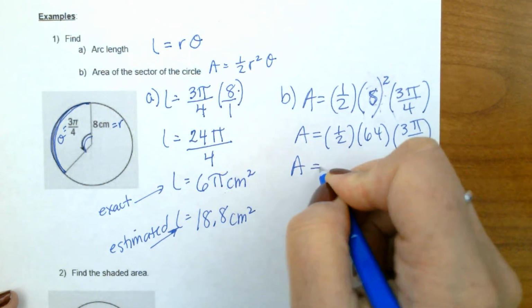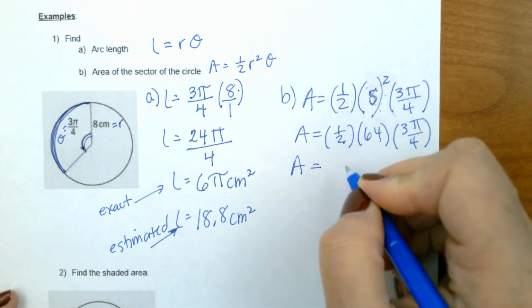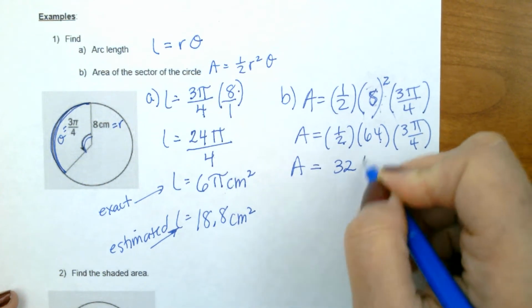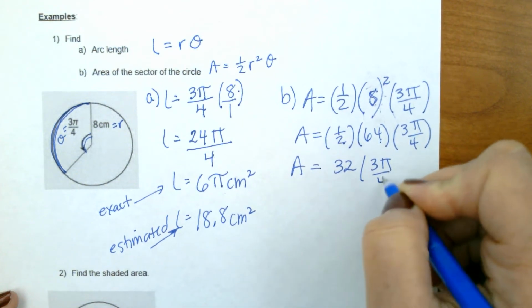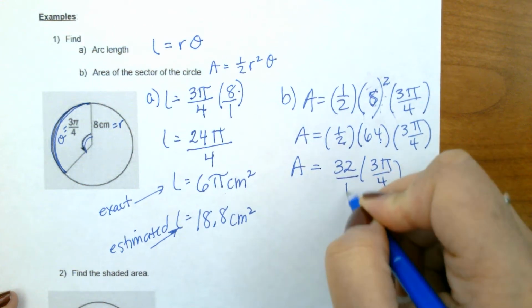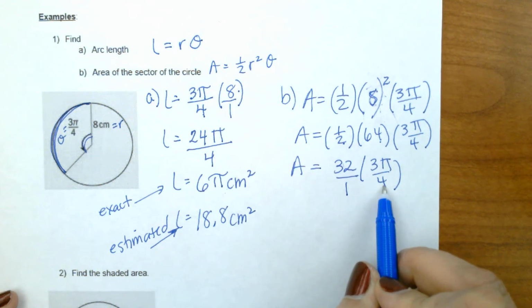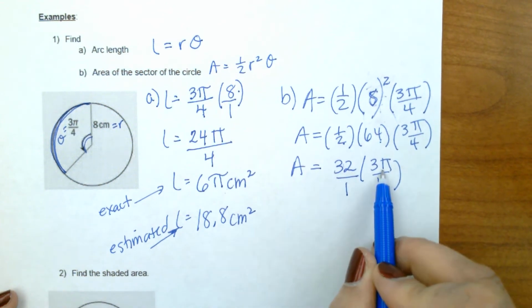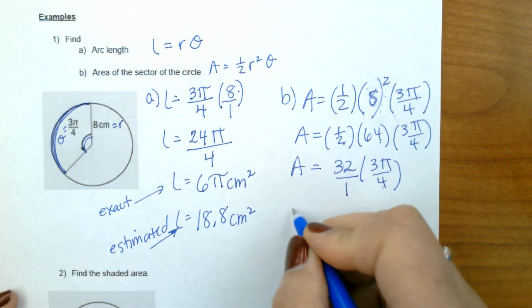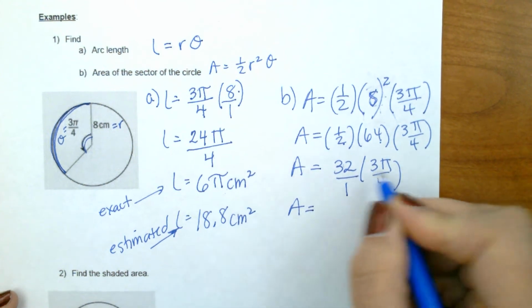Then I'm just going to multiply from left to right. So 1/2 times 64 is going to be 32 times 3 pi over 4. Now you could choose to do this a couple ways. If you see that you can reduce this, that's the way I would go. You could multiply this and then divide. Either way works. I guess I'm just going to multiply across.